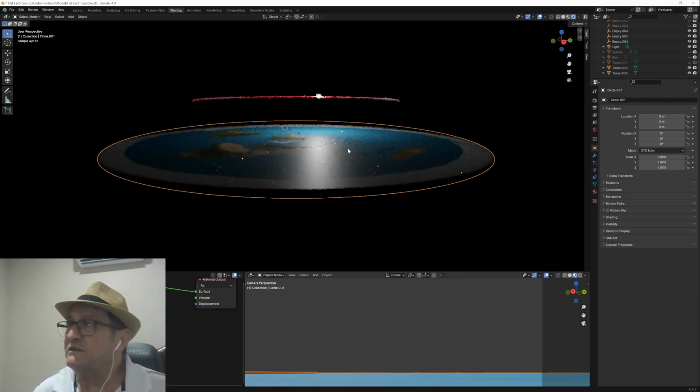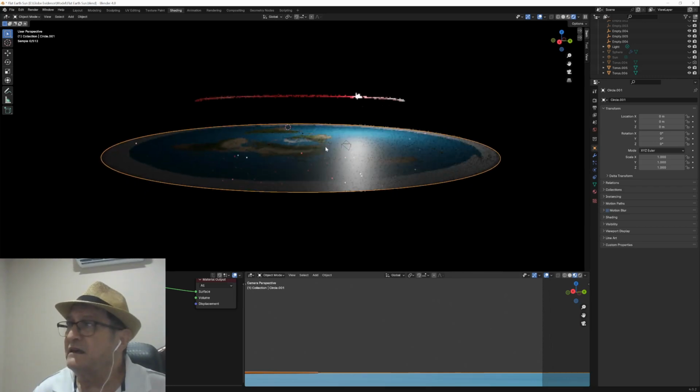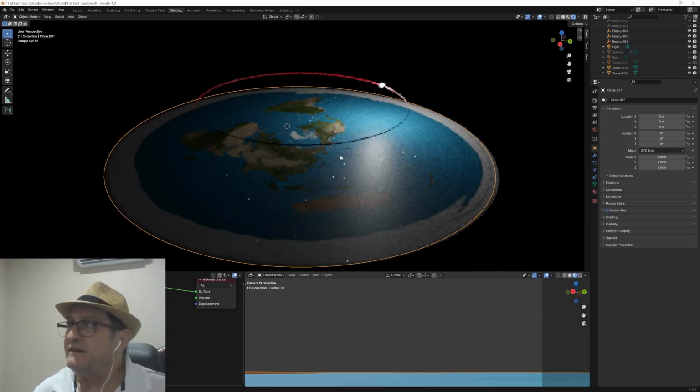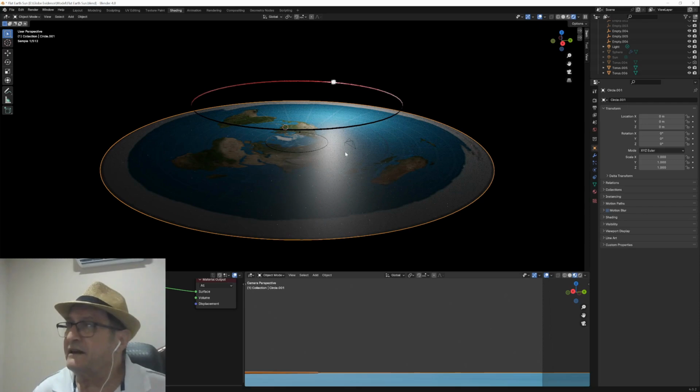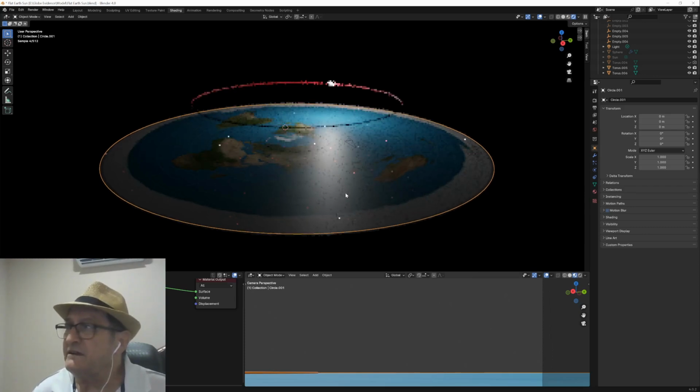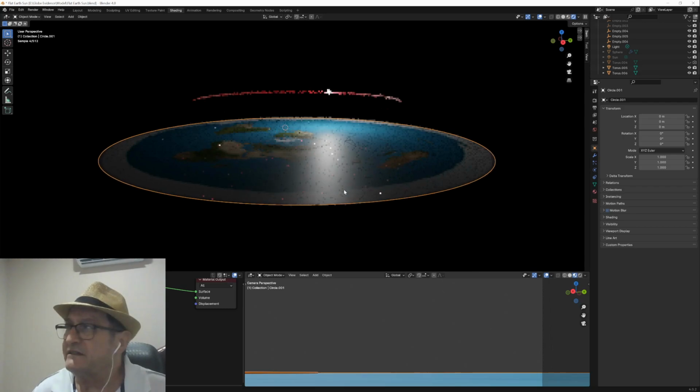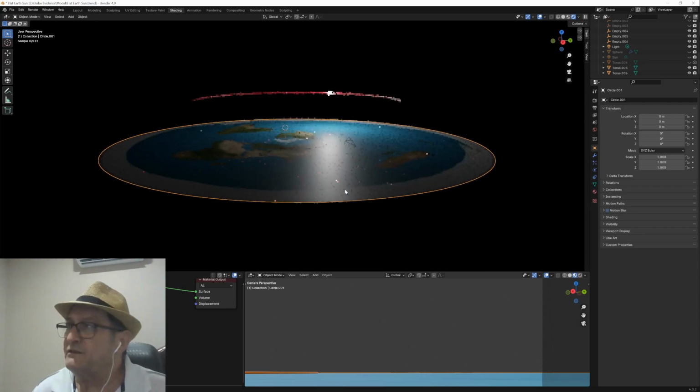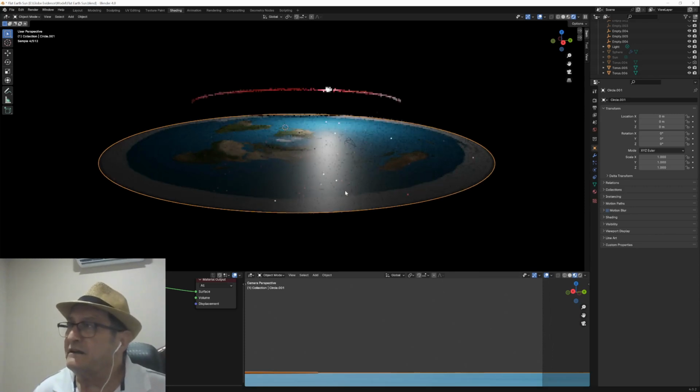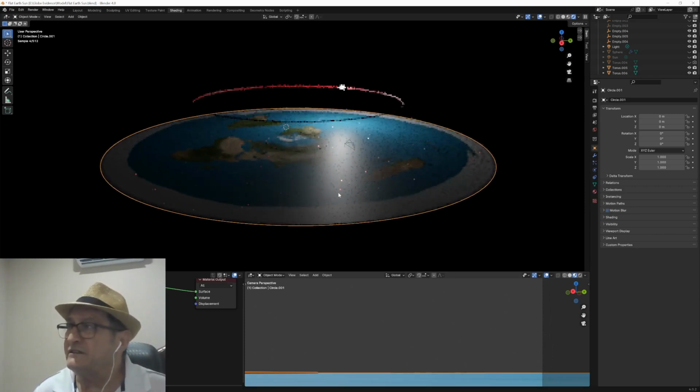Now, any flatty who wants to disagree with that and say it's perspective, you're going to have to do the calculations and work out how far away your sun needs to be before it will go below the surface of the flat earth. And I can give you the answer now. It's impossible for it to go below the surface of the flat earth due to perspective. But let's just say get very, very close.